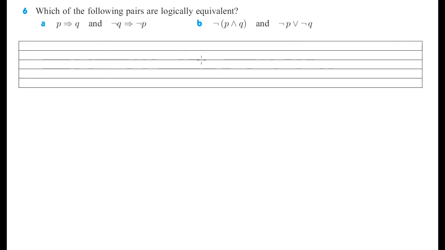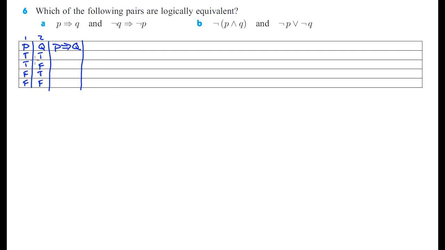Okay. The next number 6. Which of the following pairs are logically equivalent? So we've got P's and Q's. Let's start off making our P and our Q table here. True, false, true, false, true, true, false, false. Let's see. P implies Q is the first thing we're going to do.